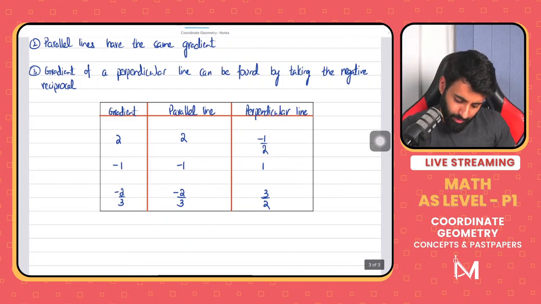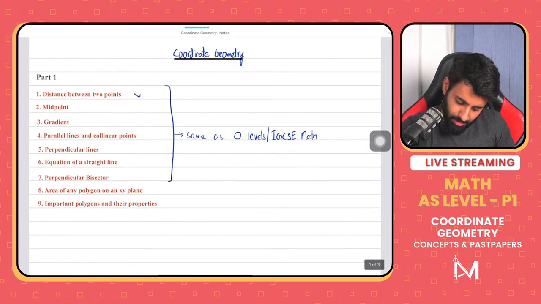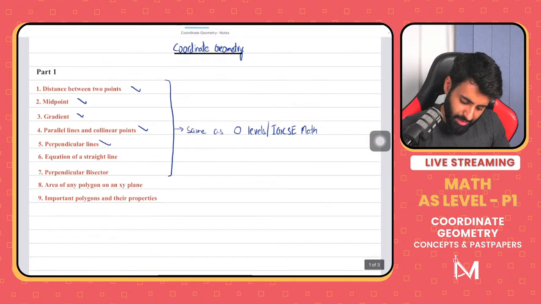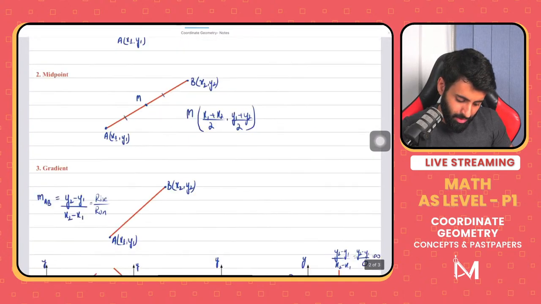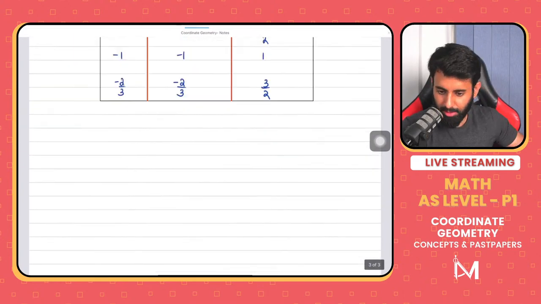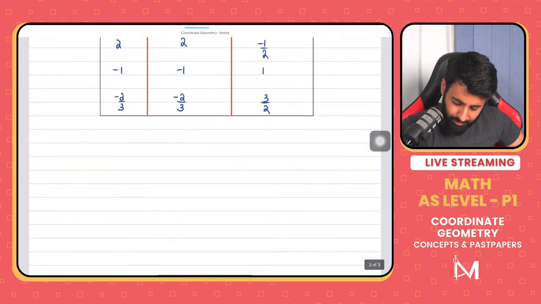All right, so let's quickly check mark all the concepts that we have done: distance between two points, midpoint, gradient, parallel and collinear points, perpendicular lines. Now let's talk about equation of straight line and perpendicular bisector, then we'll do some past paper questions. Now, how do you find out the equation of a straight line? What do you need? You need a point and the gradient.